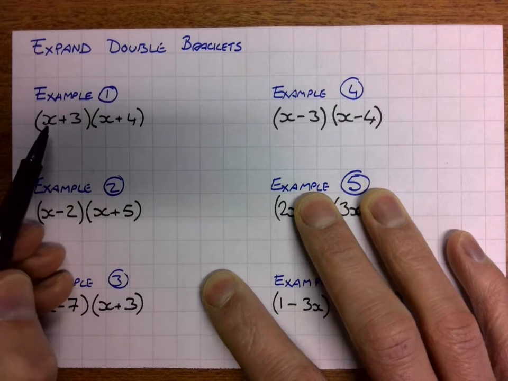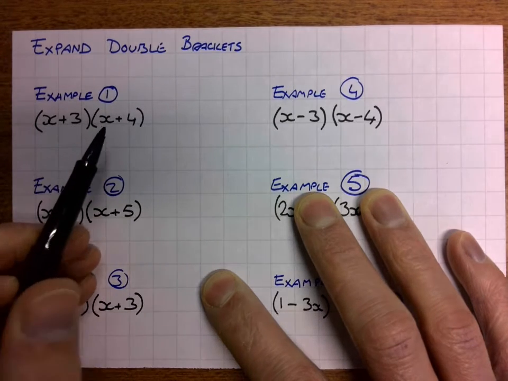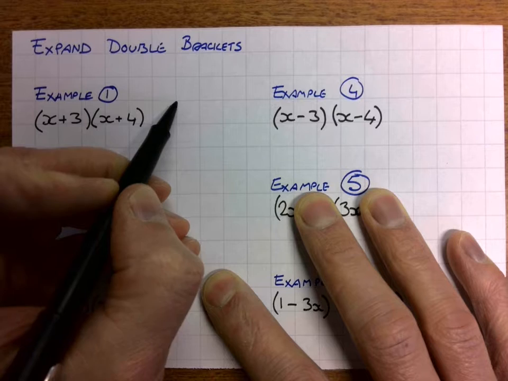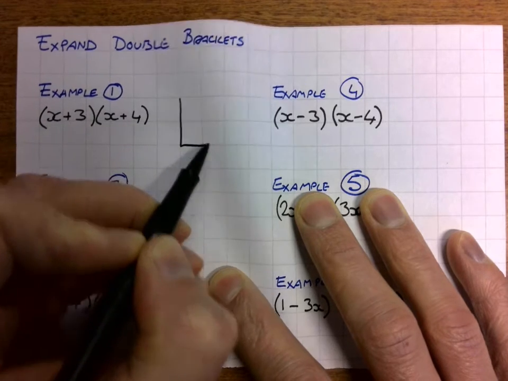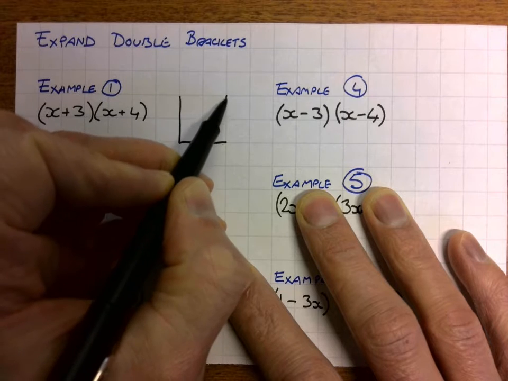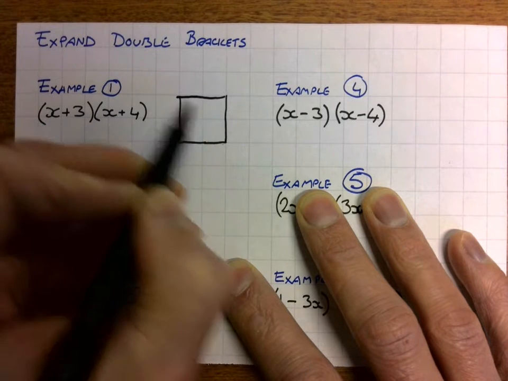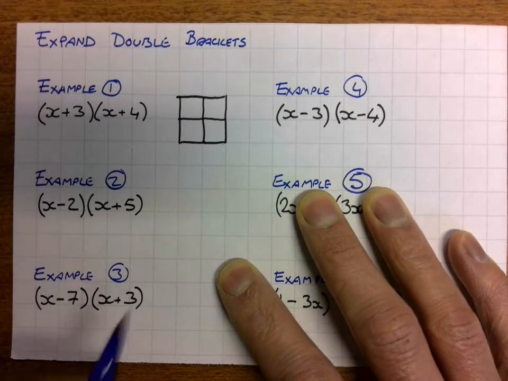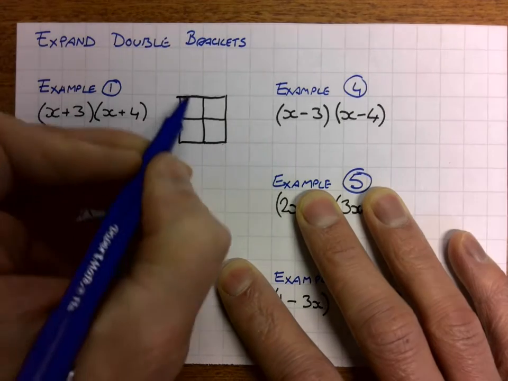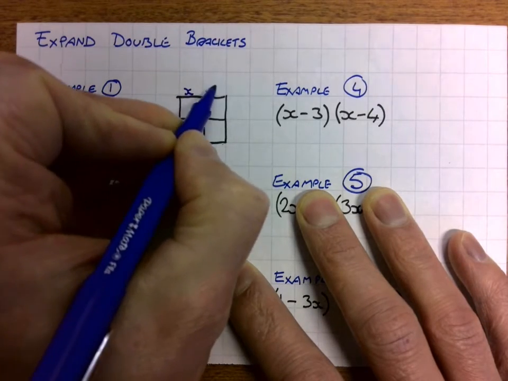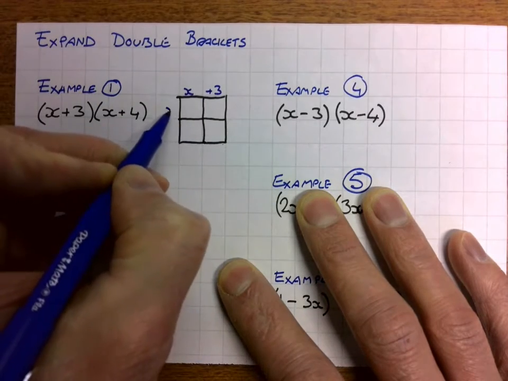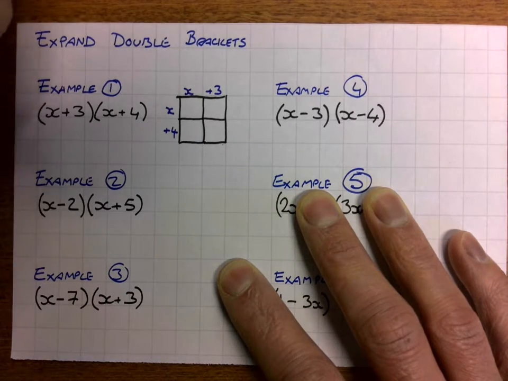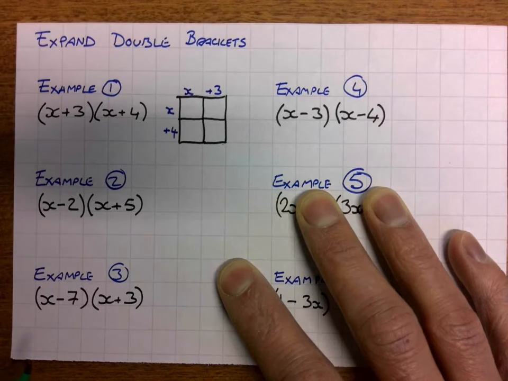So we've got the first example, x plus 3 multiplied by x plus 4. The first thing we're going to do is draw our boxes. I'm going to need 4 boxes for this one. You'll see why in a second. Okay, so there's my boxes. I've got x plus 3, so I'll put the question on the outside, x plus 4. Now these are multiplication grids, multiplication boxes.